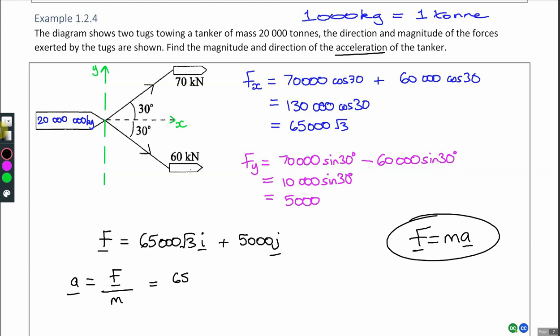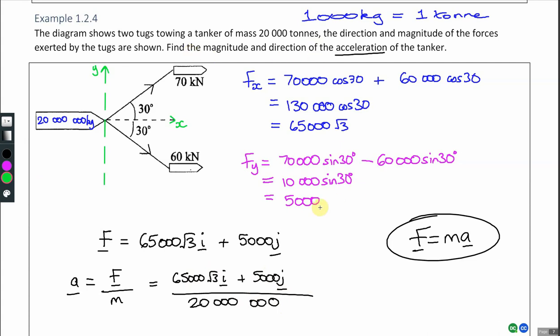So it's 65,000 root 3 i plus 5,000 j, all divided by the mass of the tanker, which was 20 million kilograms. I'm going to do a little bit of simplifying. There are three terms here, two in the numerator, one in the denominator. They all have a common factor of 1,000, or could go even further. They've all got a common factor of 5,000. It's up to you whether you bother simplifying it or not. We could do that or just go straight for finding the magnitude and direction.